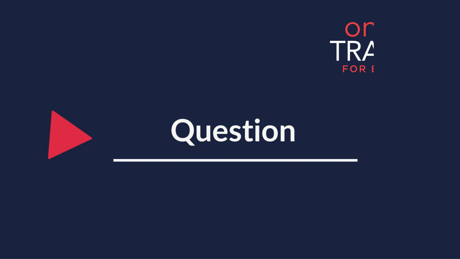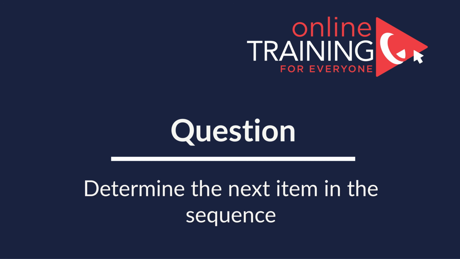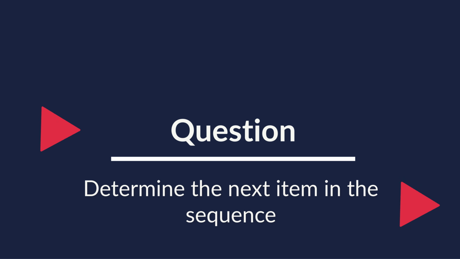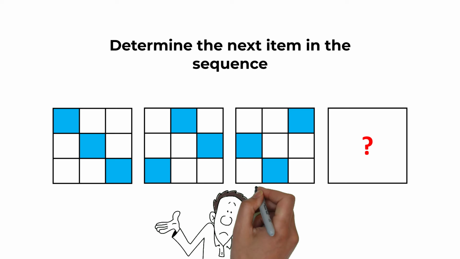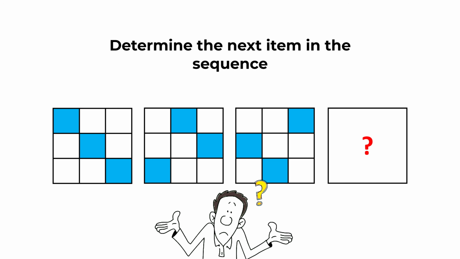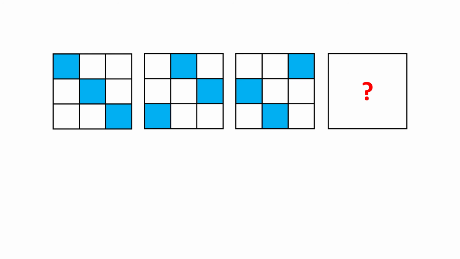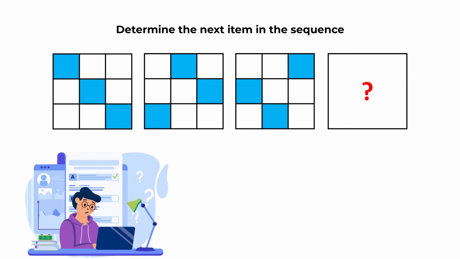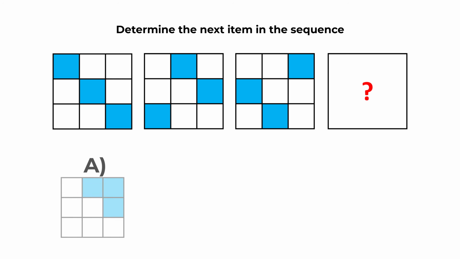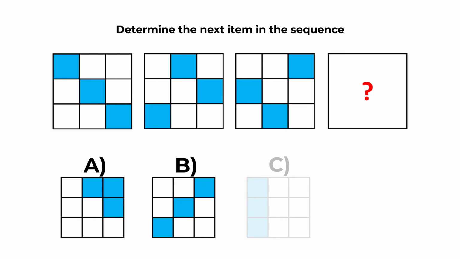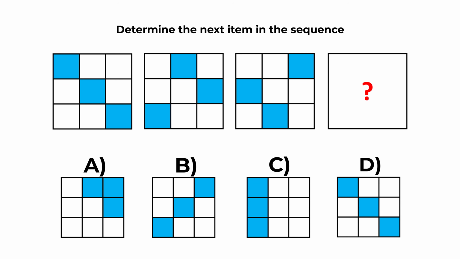Here is a very interesting problem that you might frequently get on the test. You need to determine the next item in the sequence. You're presented with a sequence of large squares. Each large square contains 9 small squares inside, and the small squares are of different colors. You need to determine the next item in the sequence, and you have 4 different choices, A, B, C, and D. Do you see the answer?